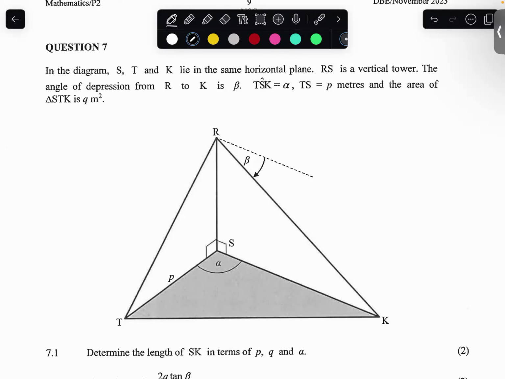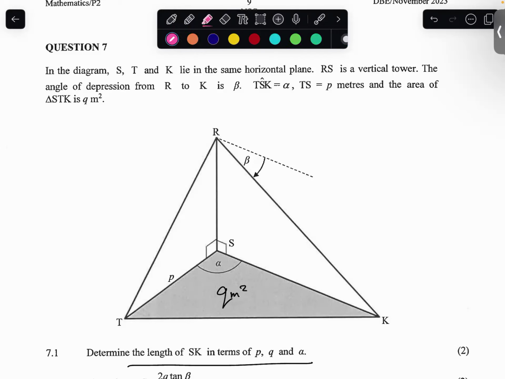Okay, so I'm just going to put in the information they gave me. They said TSK is alpha, that's in. TS is P, that's in. The area of this triangle is Q meters squared. Right. So I'm going to use that area in order to calculate this answer. You see, when you're using the area rule, you need two sides and its included angle.